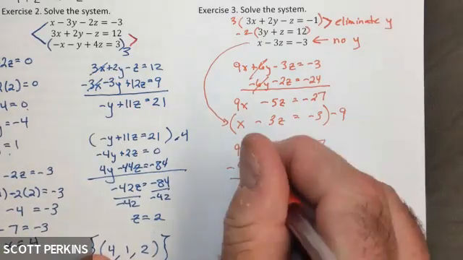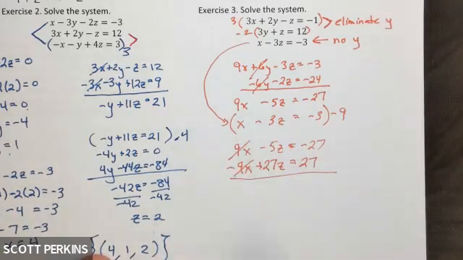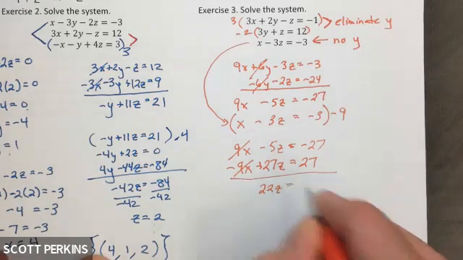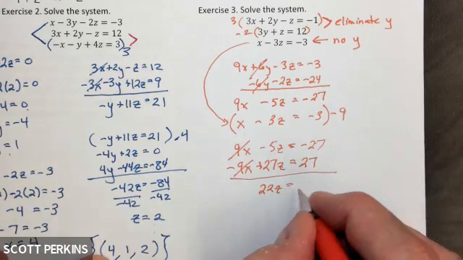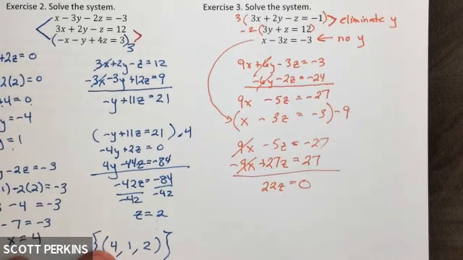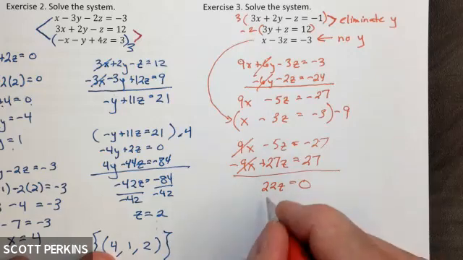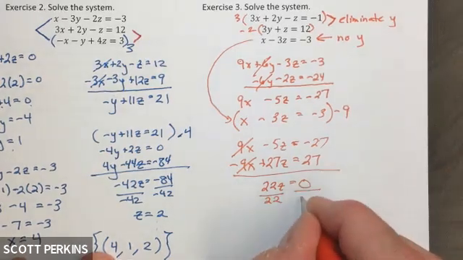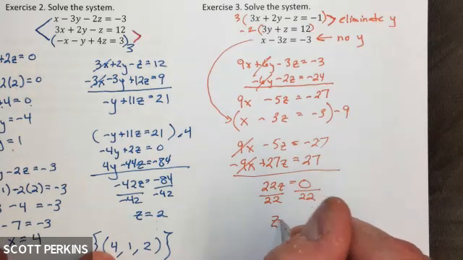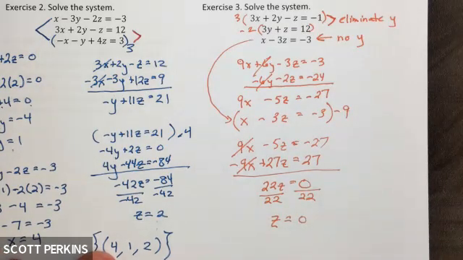(9x minus 9x), those cancel. -5z plus 27z is 22 of them. -27 plus 27 is 0. That's okay. 0 is a number. Don't be scared of it. And when I divide both sides by 22, when I have 0 of something and I divide it into 22 parts, I've still got 0.